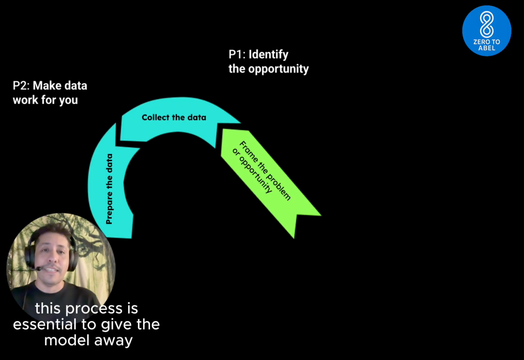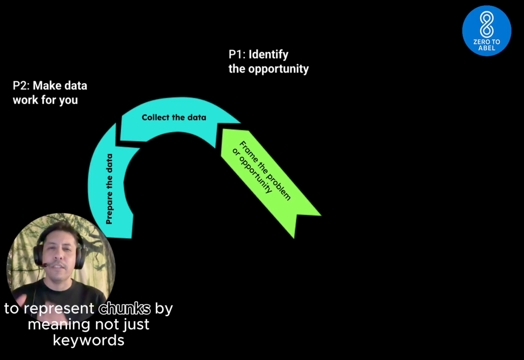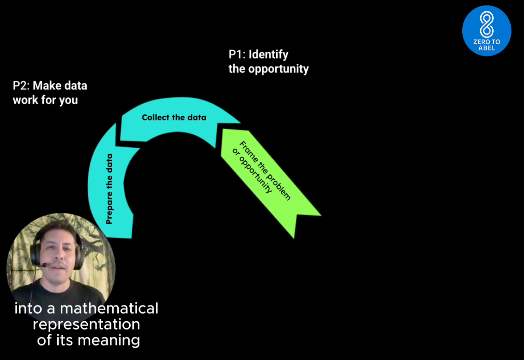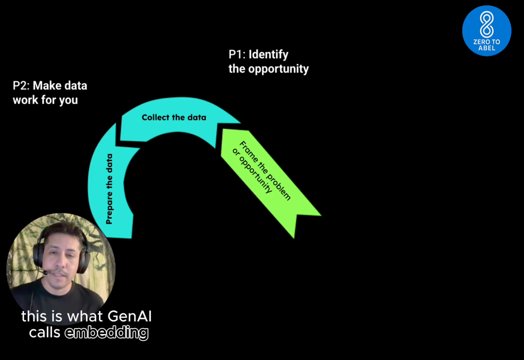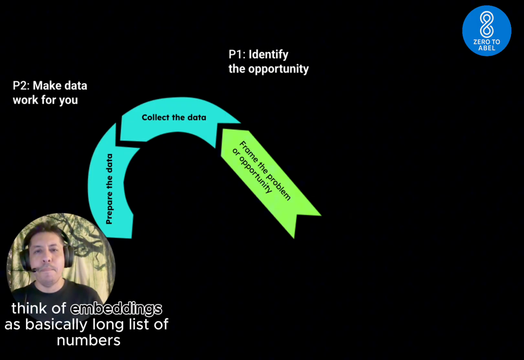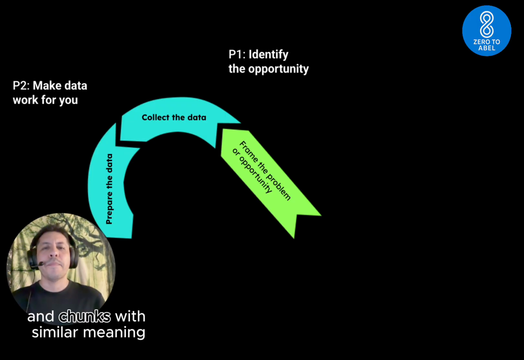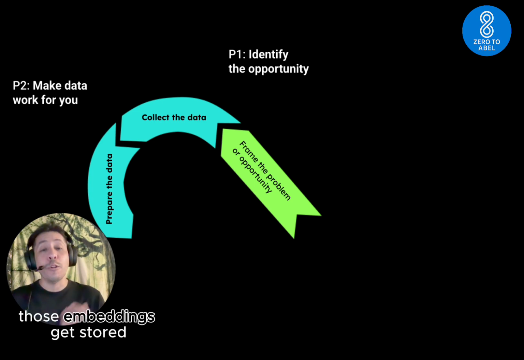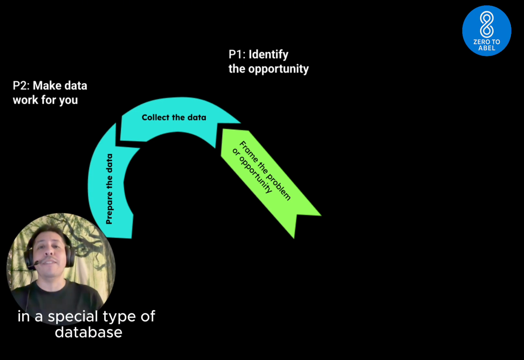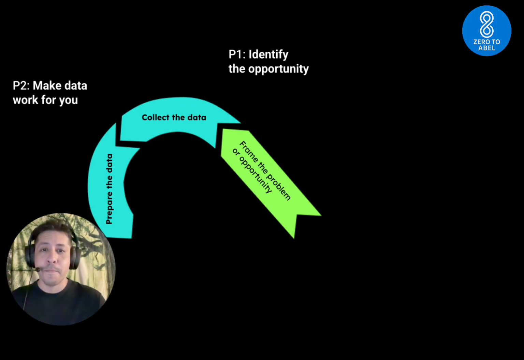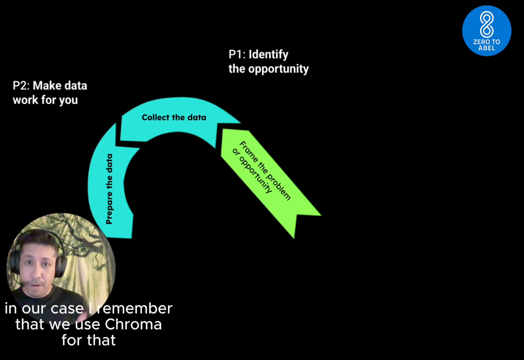This process is essential to give the model a way to represent chunks by meaning, not just keywords. Engineers did all this by converting each chunk into a mathematical representation of its meaning. This is what GenAI calls embedding. Think of embeddings as basically a long list of numbers, and chunks with similar meaning end up closer together in that space. Those embeddings get stored in a special type of database built for this purpose, and those are what we call vector databases. In our case, I remember that we use Chroma for that.